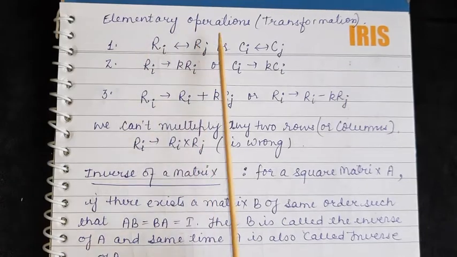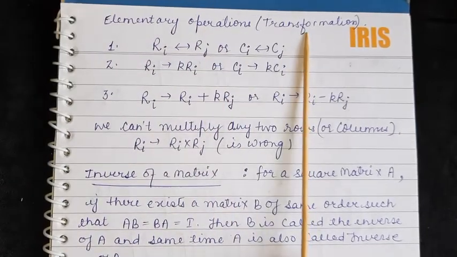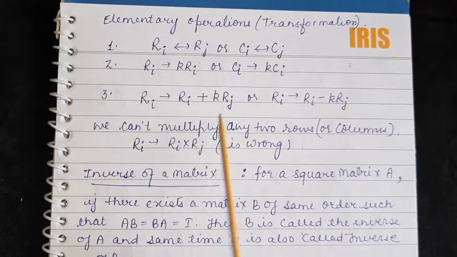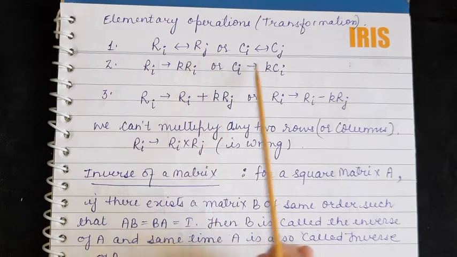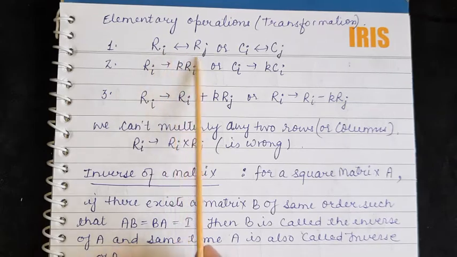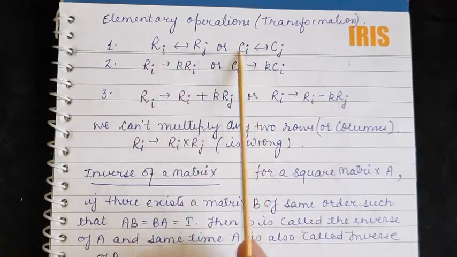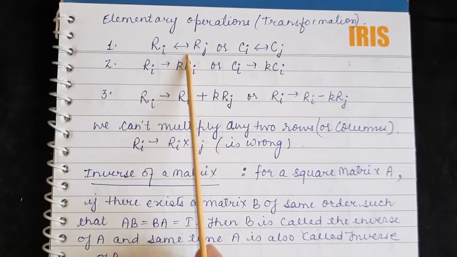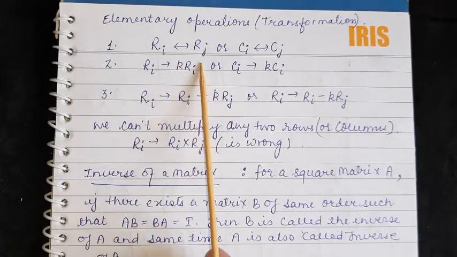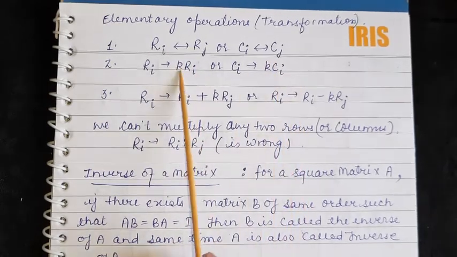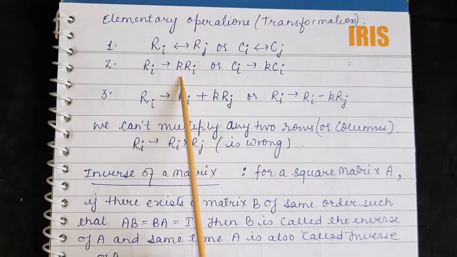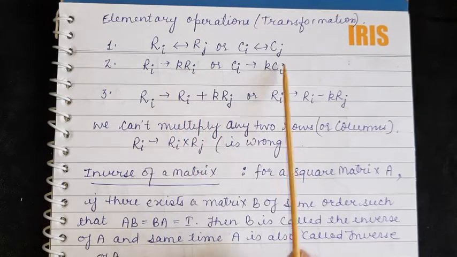So next is elementary operations or transformations. Now basically we have 6 operations or transformations on a matrix, 3 of which are due to rows and 3 of which are due to columns. The first one is the interchange of any 2 rows or columns. So we can interchange any 2 rows or any 2 columns, and symbolically we write it like this. The second one is the multiplication of elements of any row or column by a non-zero number k, and symbolically we write it like this. So we can multiply any non-zero number k in any row or in any column.